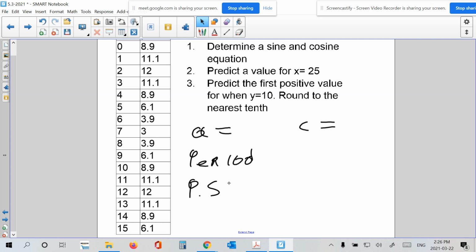Now, the phase shift, let's say the phase shift based on cosine, because I really feel that cosine is the easier one to work with. All right? So, the A. Does anybody have a theory about what the A is in this case?